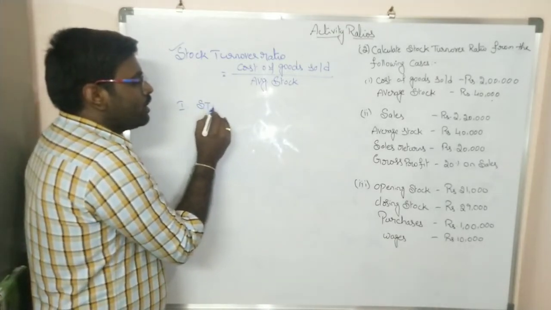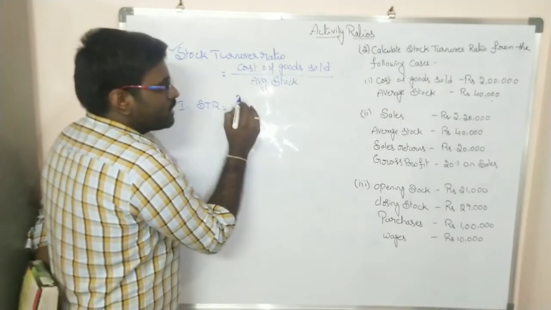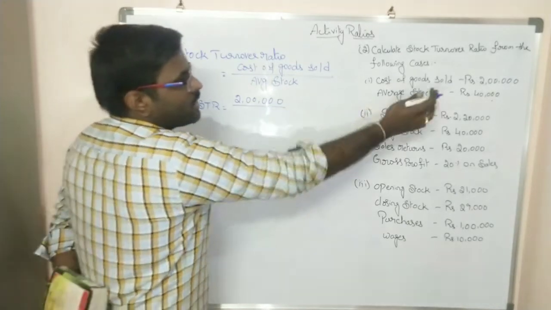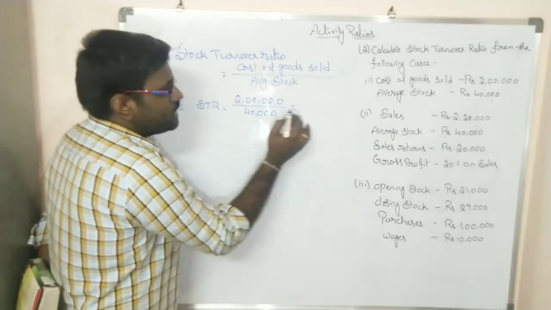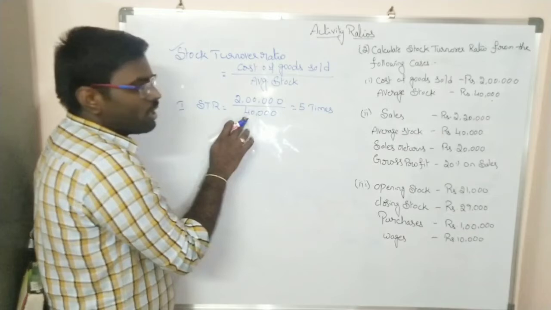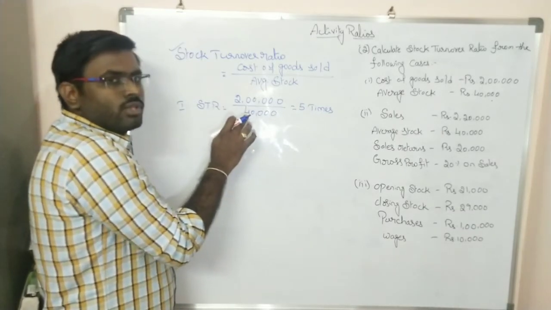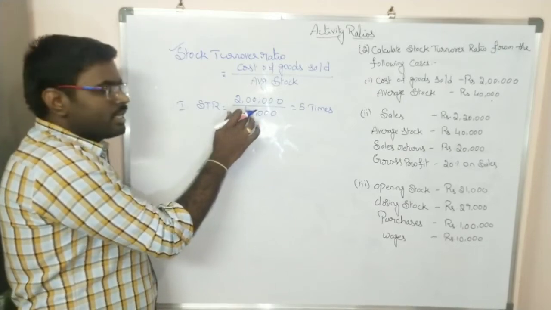Directly, stock turnover ratio is equal to cost of goods sold, which is 2 lakh rupees, divided by average stock, which is 40,000. So we will get 5. That means the total cost of goods sold is 5 times the average stock of the company. So that is the first case.